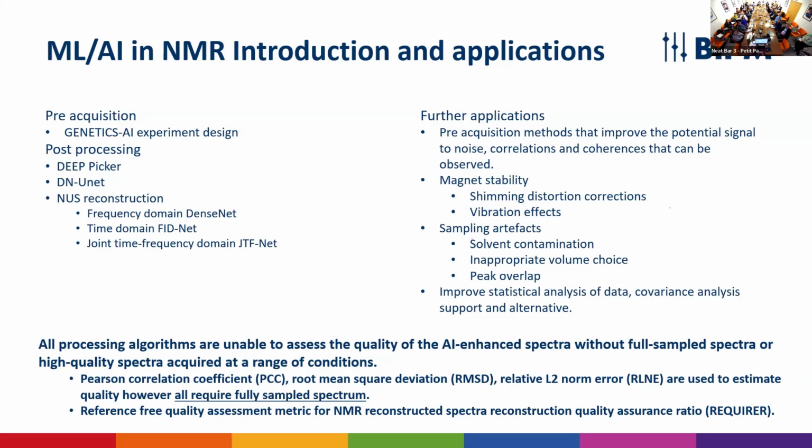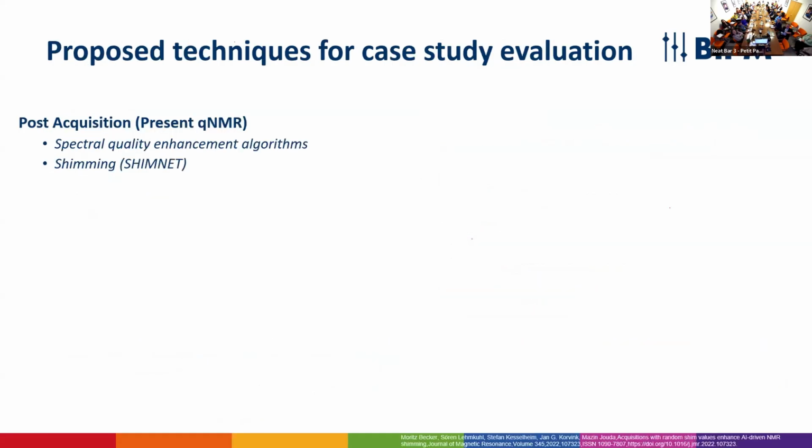of other areas. And then when we're looking more at inter-laboratory studies, and improving and normalizing data across the piece, we need to look at magnet stability, shimming, vibration effects, sampling artifacts, and again the solvent suppression and inappropriate volume choices, where if your peak shape is different, then you could have issues at the end. Again, peak overlap, and then if anybody's looking at statistical analysis of the data as well, involving that.